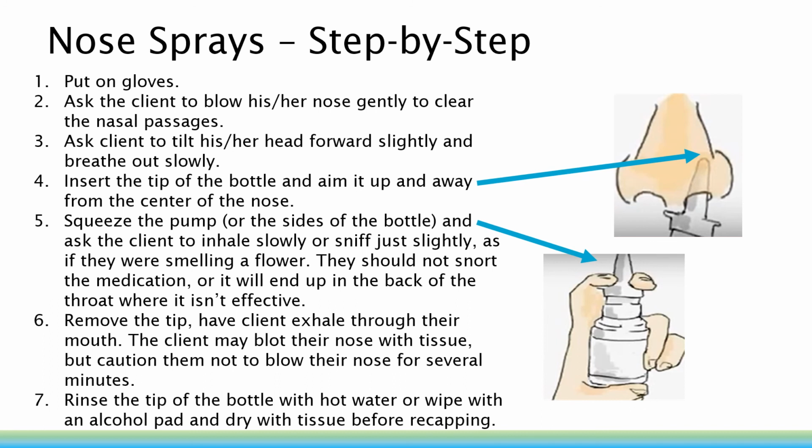Remove the tip from the nose. Have the client exhale through the mouth. The client may blot their nose with tissue, but caution them not to blow their nose for several minutes so that medicine can properly work as designed. Rinse the tip of the bottle with hot water or wipe it with an alcohol pad. Make sure it is dry with a tissue before recapping.